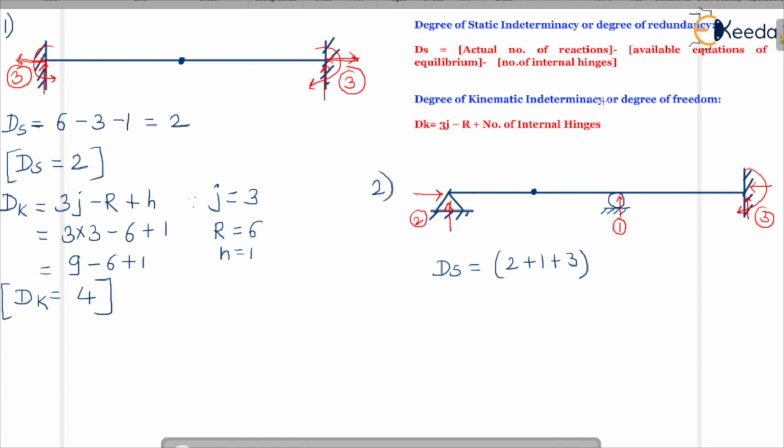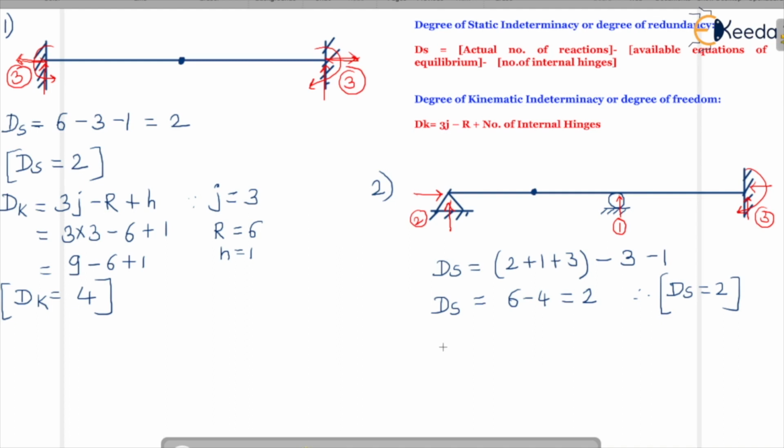Now how many equations of equilibrium are available? That is 3. How 3? I hope you remember: summation of forces in x direction is 0, summation of forces in y direction is 0, and summation of moments is 0. Those are our 3 equilibrium equations. And there is one internal hinge. So our answer for this beam is 3 plus 2 is 5, plus 1 is 6, minus 4. So it is statically indeterminate to degree 2, so ds is equal to 2. You have to write it nicely.